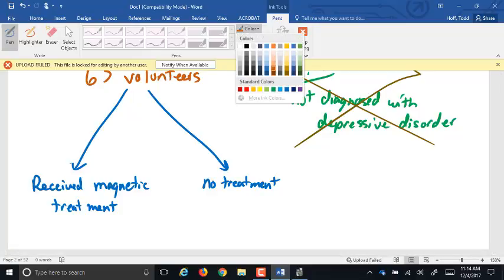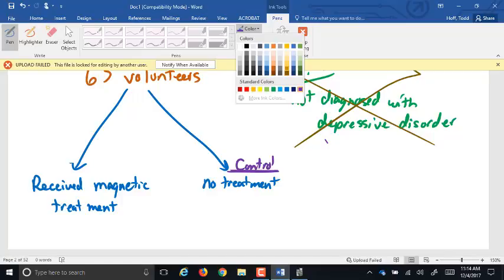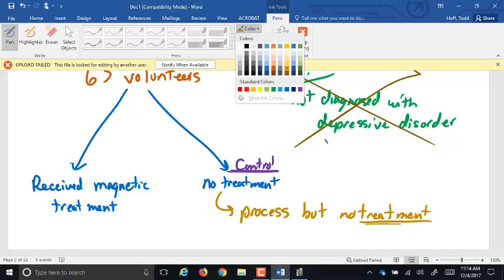This is an important part here. Okay, what it means, let me just write this: process, but no treatment. What that means is they did everything that the other group did. They went in, they answered the questions, they prepped them, they put them in the machine for 20 minutes, but they never turned the machine on.